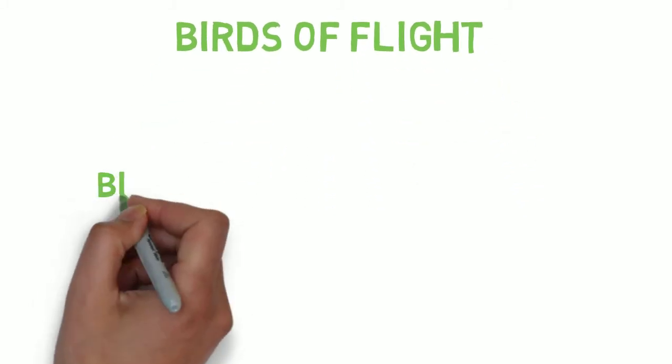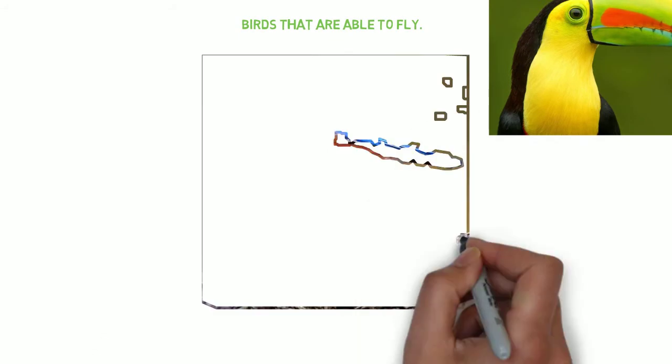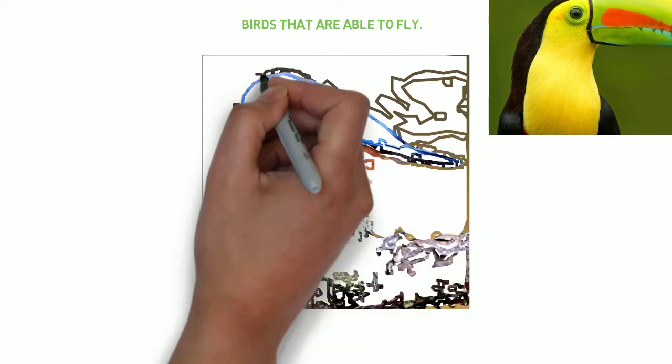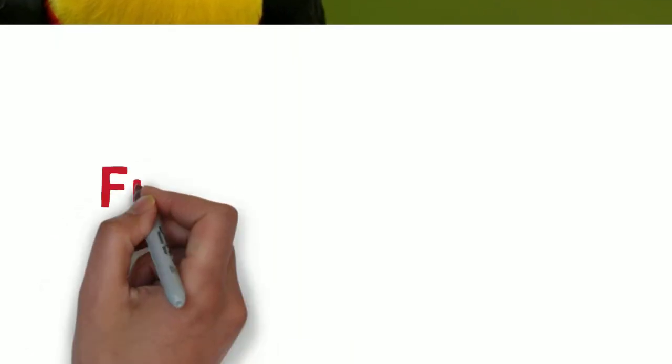Here are some birds of flight. Birds that are able to fly. The first one is the eastern bluebird, which is the state bird of Missouri and New York. It lives in open woodlands, farmlands, and orchards. These are marvelous birds to capture on your binoculars.